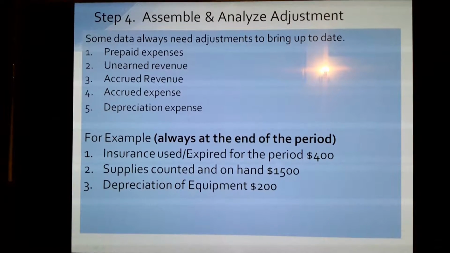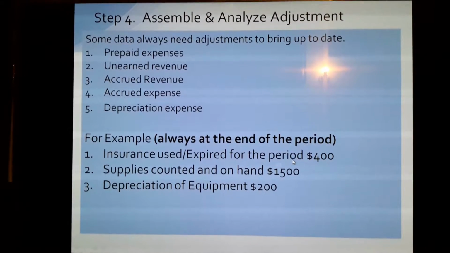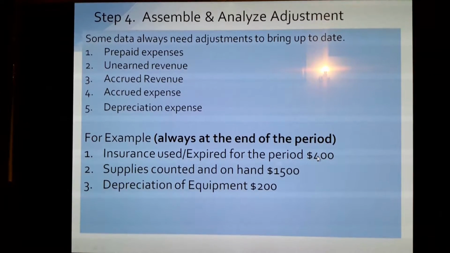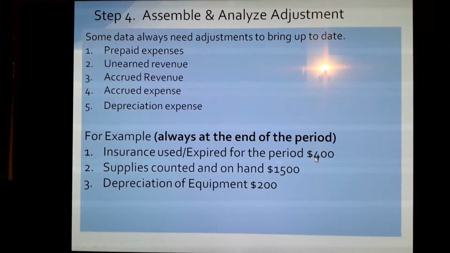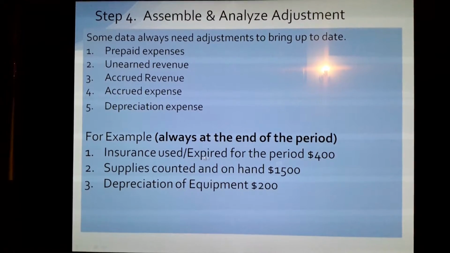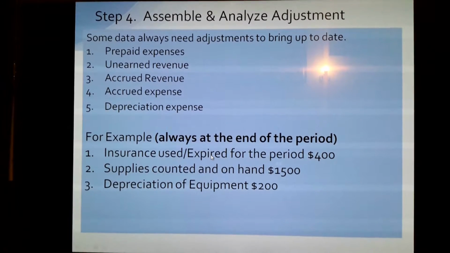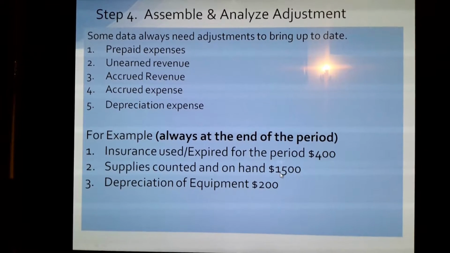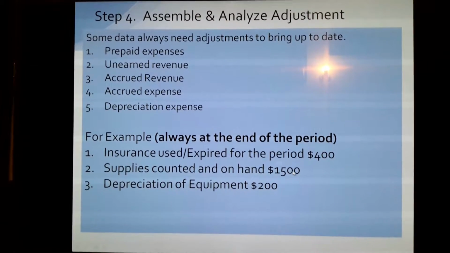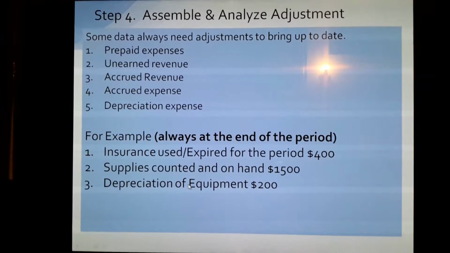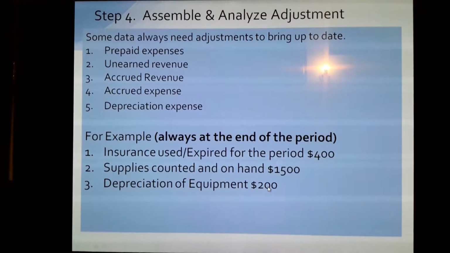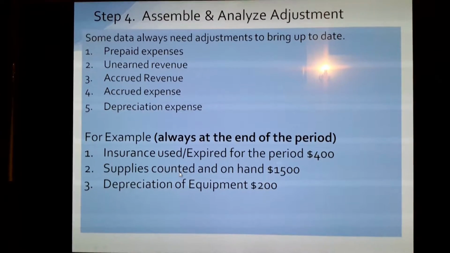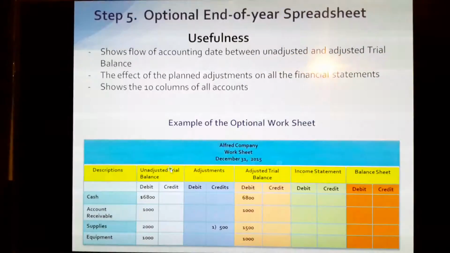We say insurance used or expired for the period is 400. Whenever they say insurance used or expired, this is expensed. Okay, so know about that. Anytime you see this word used or expired, just relate that to expensed. Okay, supplies counted and on hand is 1,500. This is the supplies that you have right now. Okay, and depreciation of equipment 200. So this is our step 4. Let's see how we journalize those adjustments.